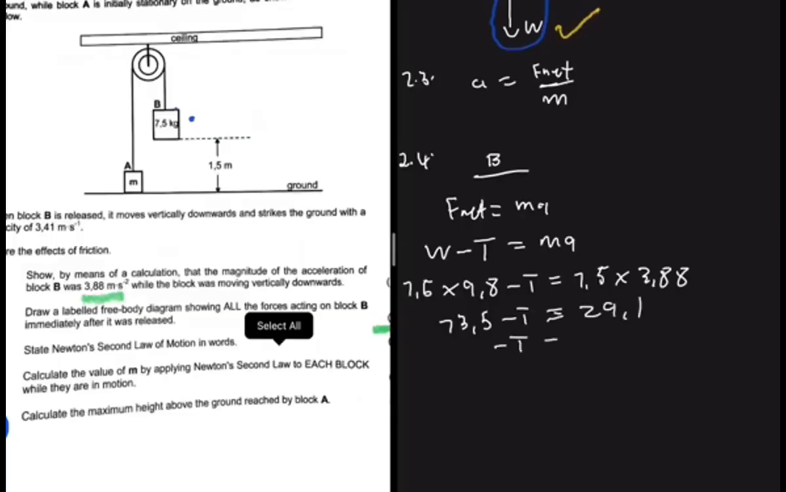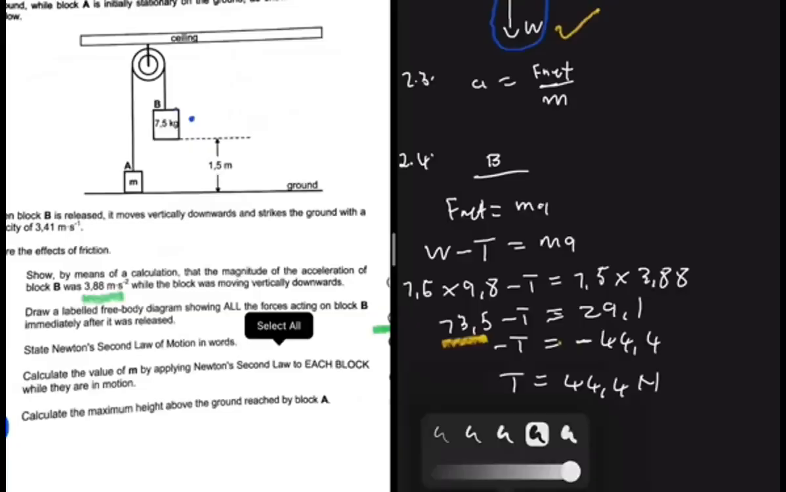So minus tension will be equal to, so now we take this term here to the right hand side, so that it will be 29.1 minus 73.5, which is equal to minus 44.4, right? So if we divide both sides by minus 1, we're going to get the tension being equal to 44.4 newtons. Right, we have the tension, but that's not what we're looking for. We're looking for the value of m, right?